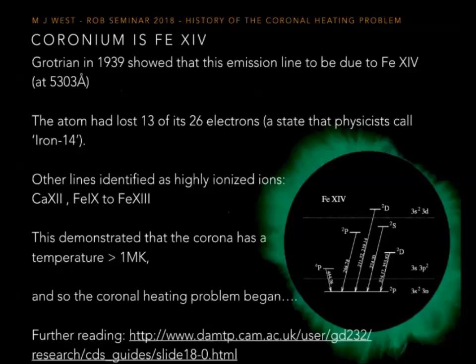And it was in 1939 that Grotrian, if I can pronounce the name correctly, showed that this emission line is due to iron 14 emission. This is an atom that has lost 13 of its 26 electrons. And using similar spectra, he also showed that there were other lines that are identified, such as calcium 12, iron 9, and iron 13. And to remove this number of electrons, you need a very high temperature plasma. And it demonstrated that we were seeing a solar atmosphere with a temperature greater than 1 million Kelvin. And this is the start of the coronal heating problem.